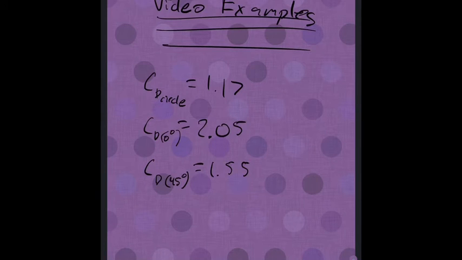As you can see, the square at 0 degrees had the highest drag coefficient, which makes sense since that flow looked the most turbulent compared to the circle and the square at a 45-degree or diagonal orientation.